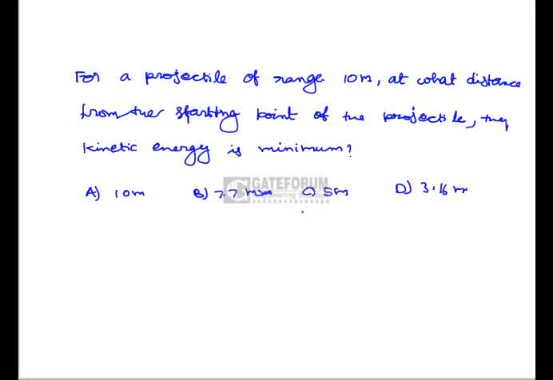Generally kinetic energy is minimum where the potential energy is maximum, because the total energy for a projectile is equal to the sum of the kinetic energy and the potential energy. So here potential energy is maximum when the projectile reaches the maximum height, and the projectile reaches maximum height at a distance of half of the projectile range. So at that point the potential energy is maximum, and at the same point kinetic energy is minimum.